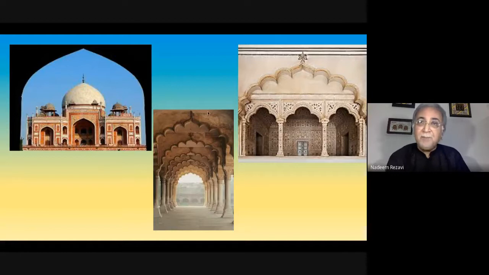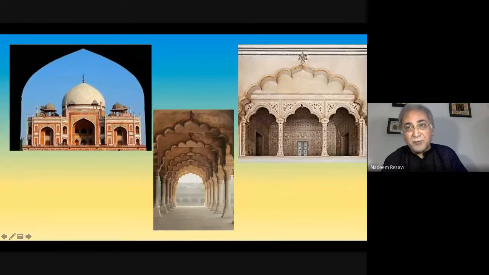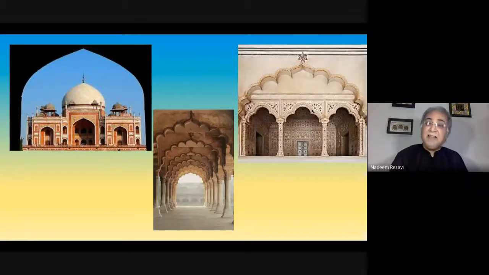And as you can see, there are small cusps. All these cusps are made by using voussoirs, and ultimately here they culminate in a flower. There are certain arches of this type, which are Egyptian forms of arches, but again derived from the Chaitya windows. They were used during the period of Shah Jahan. They are not found under Akbar.